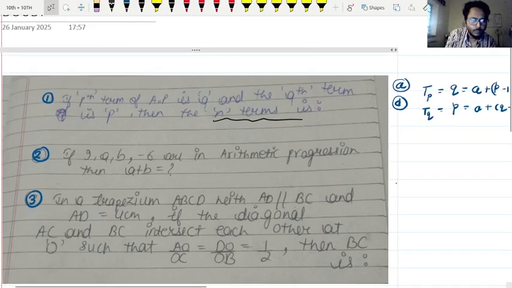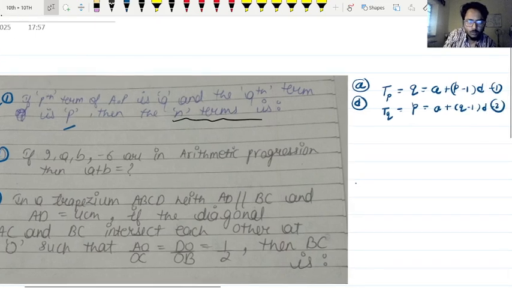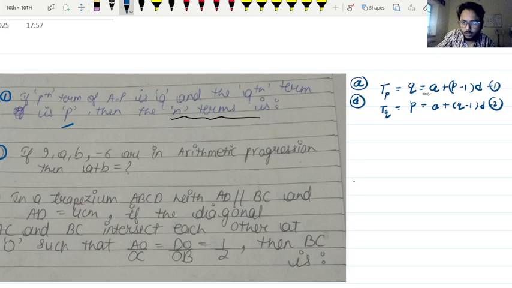So now we have the doubts. Let's start with the first question. If the pth term of an AP is q and the qth term of the same AP is p. Okay, so I'm writing that q equals a plus (p minus 1) into d. And the tq, meaning the qth term, is p equals a plus (q minus 1) into d.